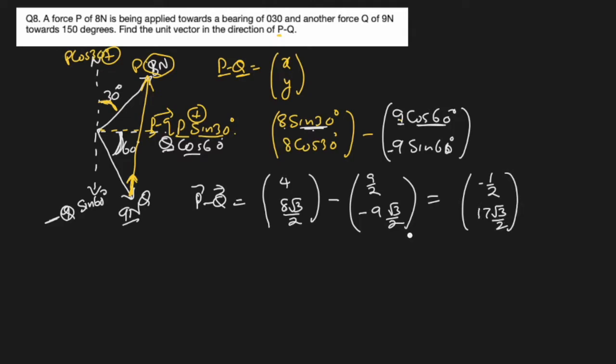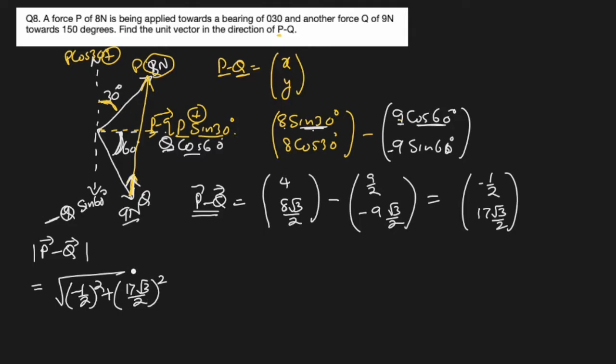Okay. Now we have to find a unit vector in the direction of p minus q. Whenever we want to find a unit vector in the direction of a certain vector, first find the magnitude of that vector. So we have to find the magnitude of p minus q, which will be the square root of minus half squared plus 17 root 3 over 2 squared.